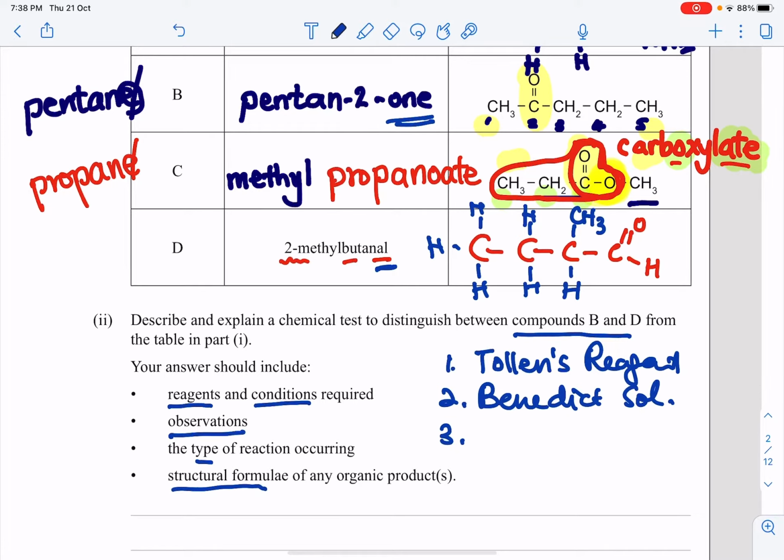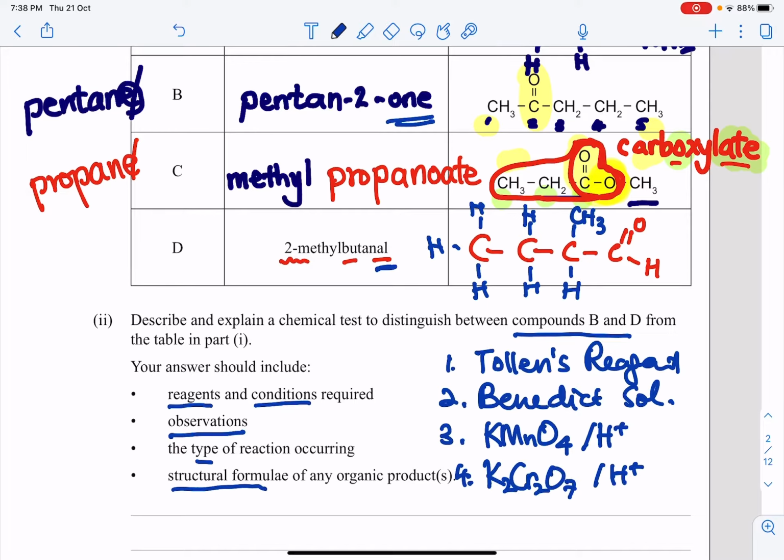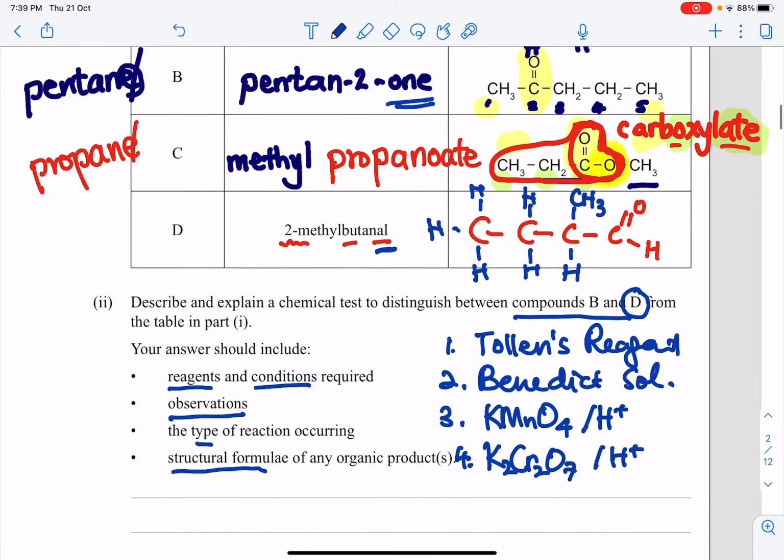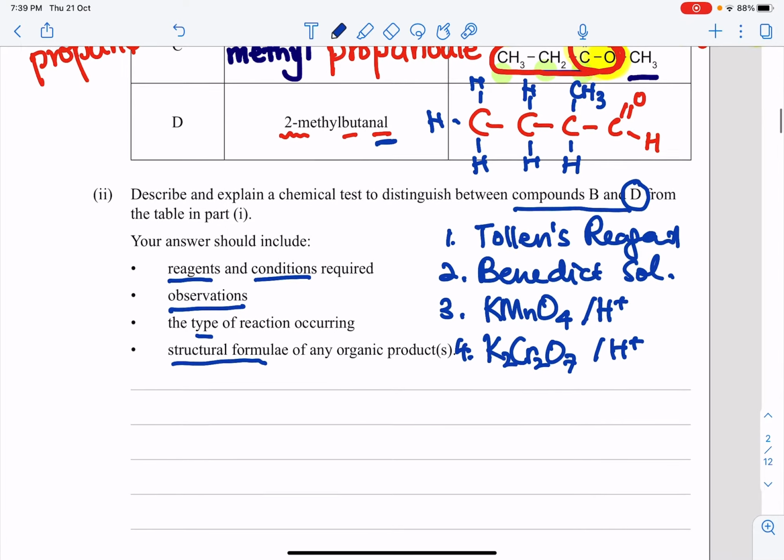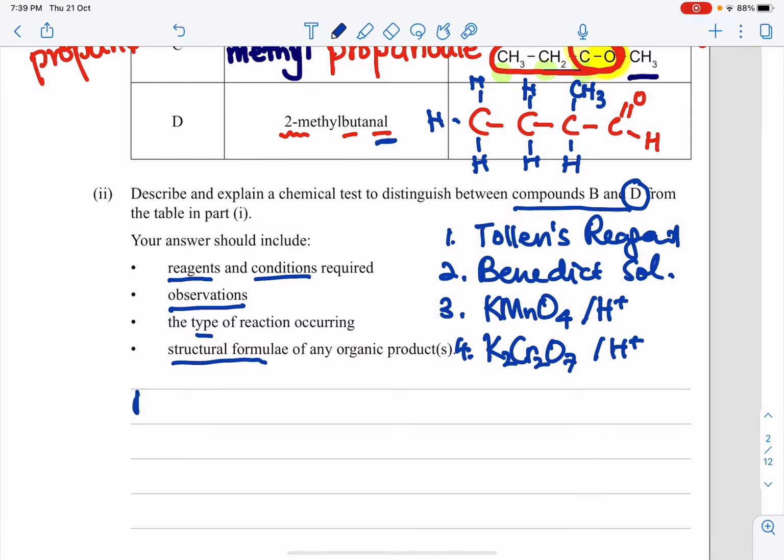The third one is acidified, represented by H plus, potassium permanganate. Number 4 is acidified potassium dichromate(VI). Okay, so you can choose any of these to give a positive test for aldehyde. So you can just focus on one. So I'm going to focus on just one. For the reagent, the first one, Tollens reagent.